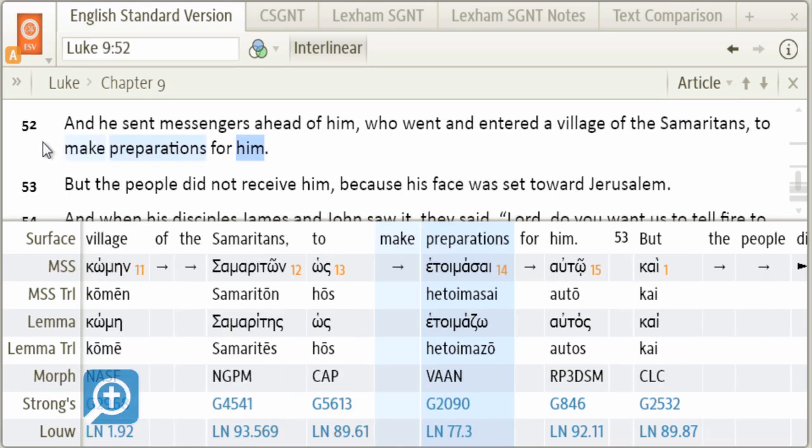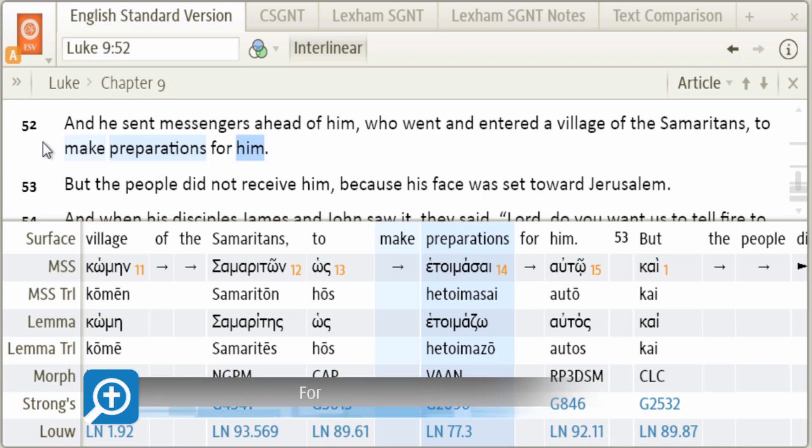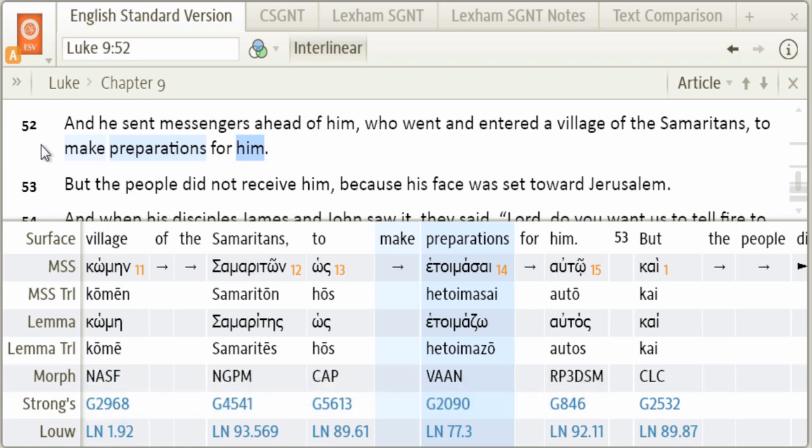Now here's the next illustration from Luke 9:52. "And he sent messengers ahead of him, who went and entered a village of the Samaritans to make preparations for him." And in this verse, in the reverse interlinear pane, we can see that the same Greek word is used here as was in our last verse, auto. And here it has the same English translation, him. But notice that to the left it has a different preposition here in English. Instead of by, it has for.